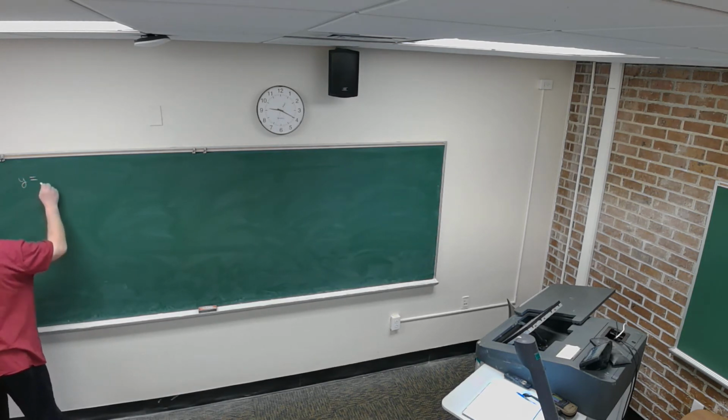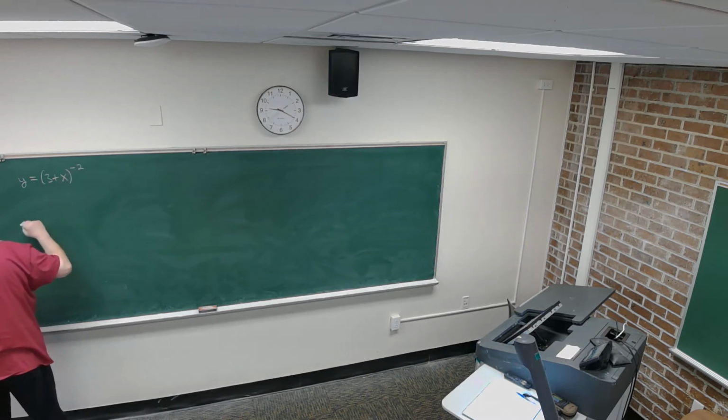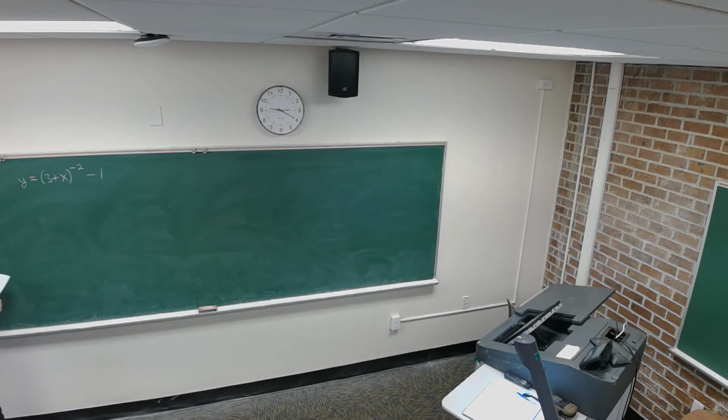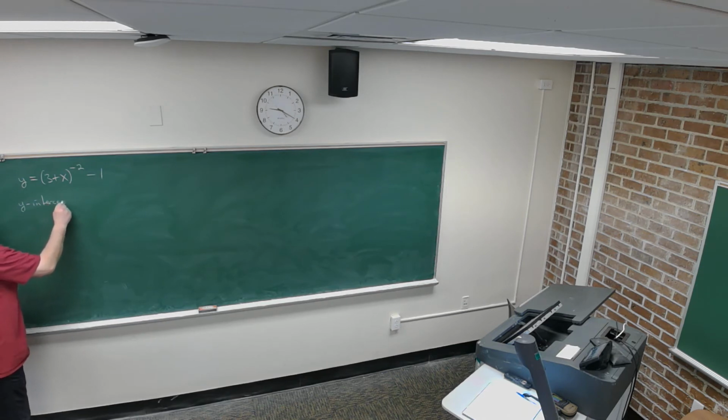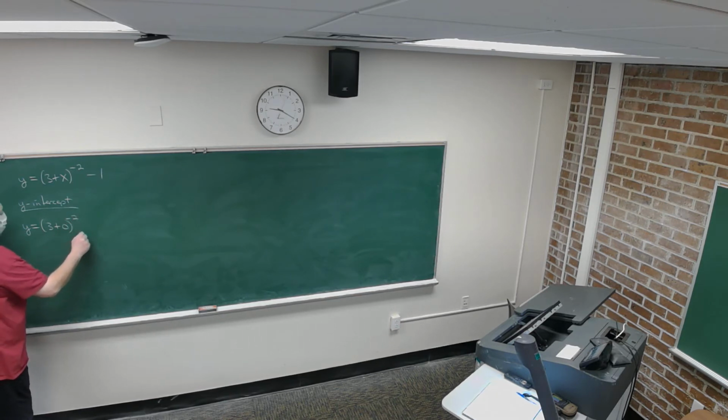And y is equal to 3 plus x minus 2 raised to the minus 2 power minus 1. Okay? All right, so again, we're to find the y-intercept. Set x equal to 0 and solve for y. So y is equal to 3 plus 0 to the minus 2 power minus 1.